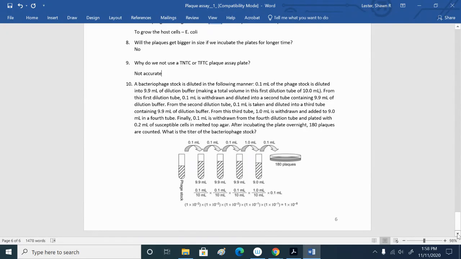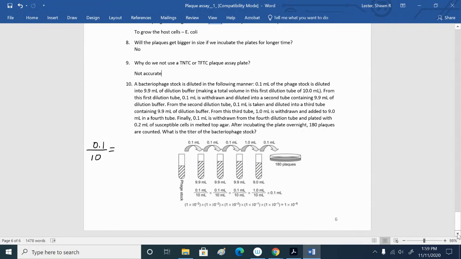So this is a little bit more complicated, right? We have multiple dilutions, but they're a little bit different, not the exact same each time. So here we're starting with the phage, and we're going to be adding 0.1 milliliters into 9.9 milliliters. So what kind of dilution is that? If we add 0.1 over 9.9 plus 0.1, our total is 10, right?